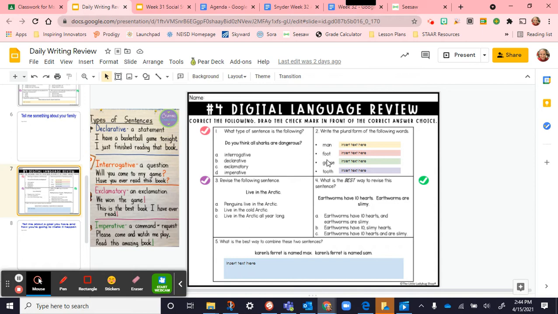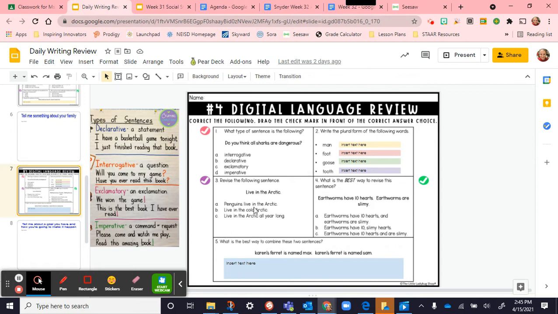If you're stuck and you're not sure what that would be, if I have more than one foot, go ahead, use the dictionary. It's a great tool to help you with those ones that have changes in spelling. Look up that singular word, and then look down below at the end of the definition, and it'll say on there plural.